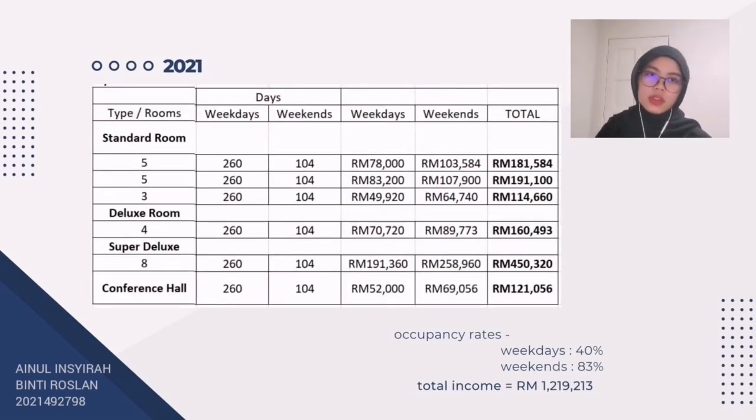Last but not least, for the year 2021, the occupancy rate that was given was 40% on weekdays and 83% on weekends. Again, using the same method that we used in the previous 2 years, we can get 1,219,213 ringgit Malaysia for total income room tariff in the year 2021.